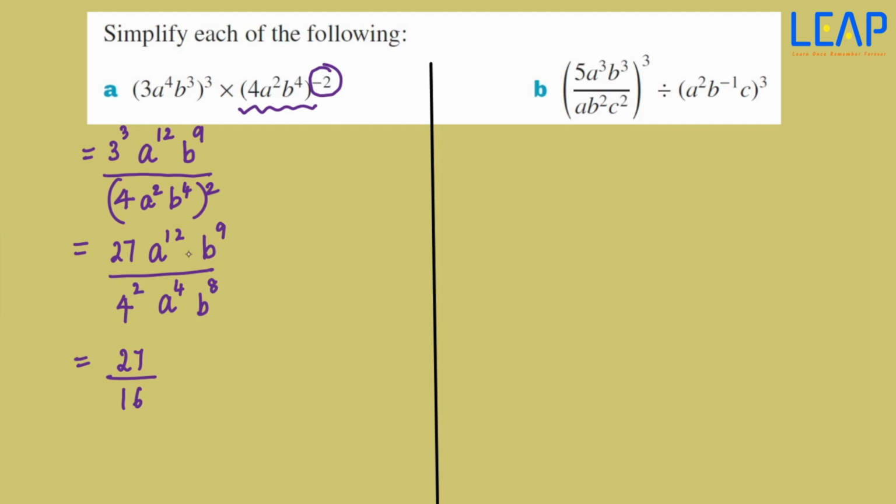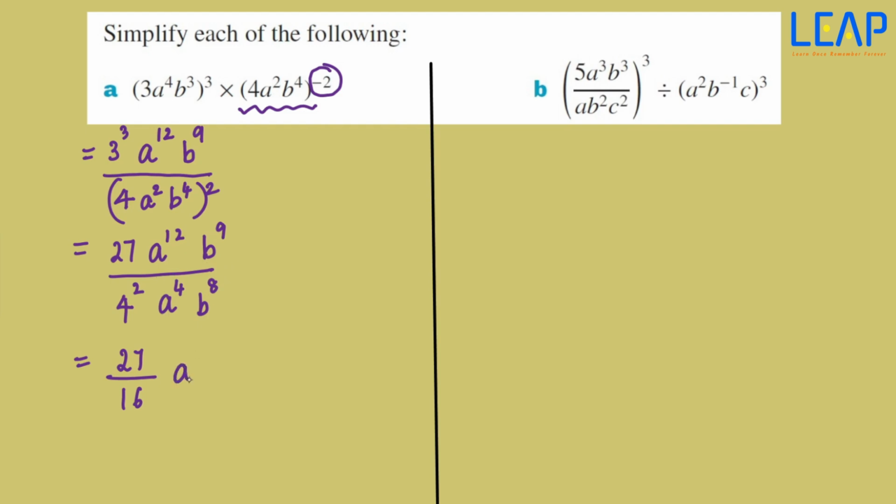Okay. Then you can see that the rest of the terms that you have, they can be simplified by the index law number 2, because you have the same base and different exponents, and you have a division in between.